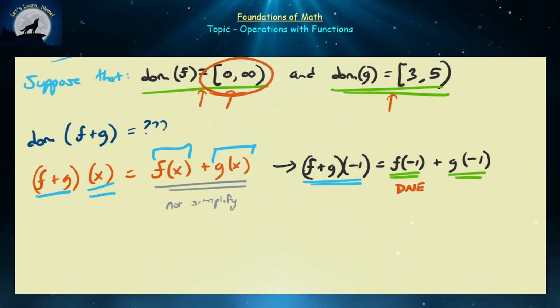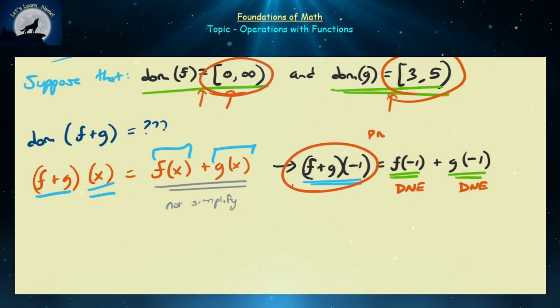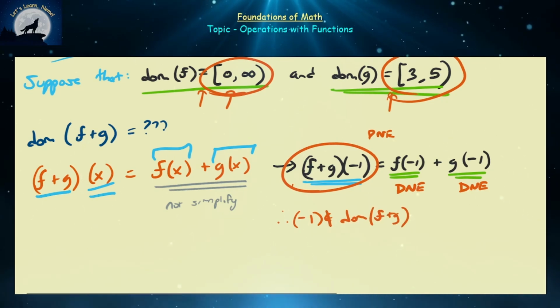And similarly, minus 1 doesn't belong to (3, 5] either. Therefore, that expression doesn't exist either. So since both of those expressions do not exist, this object doesn't exist either. So that means what? That means minus 1 does not belong to the domain of f plus g.